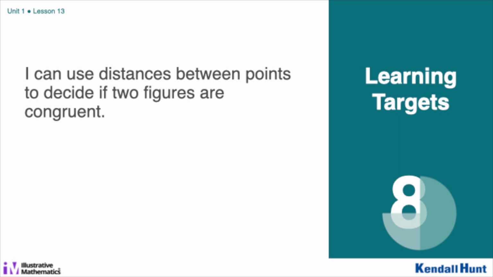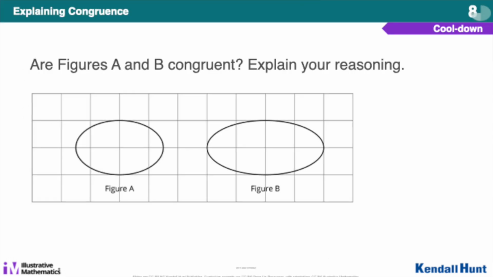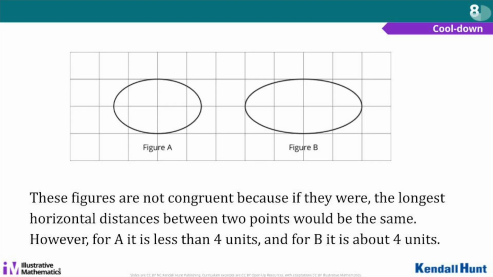Today we learned how to use distances between points to decide if two figures are congruent. Are figures A and B congruent? Explain your reasoning. These figures are not congruent because if they were, the longest horizontal distances between 2 points would be the same. However, for A, it is less than 4 units, and for B, it is about 4 units.